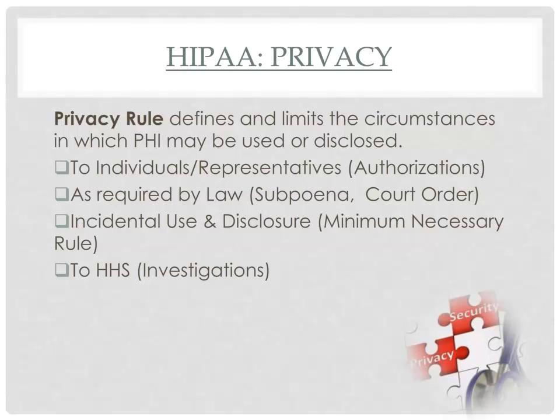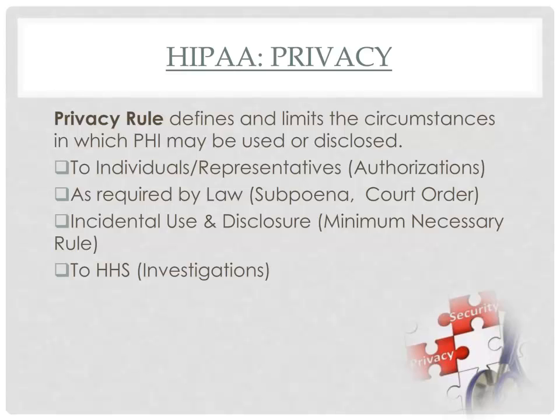On to the HIPAA privacy rule. HIPAA spells out in its privacy rule the ways PHI may be used or disclosed, and it is interpreted that any use that surpasses the privacy rule violates HIPAA. PHI may be used or disclosed to individuals who provide a signed authorization, thereby consenting to the release of their PHI. PHI may also be used or disclosed as required by law.